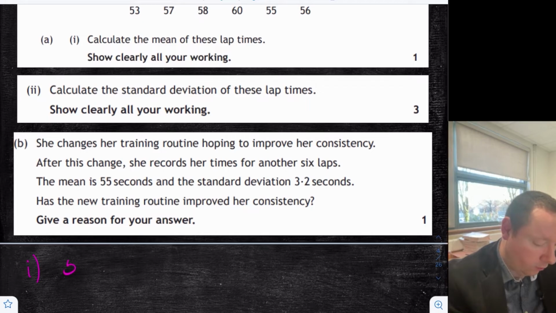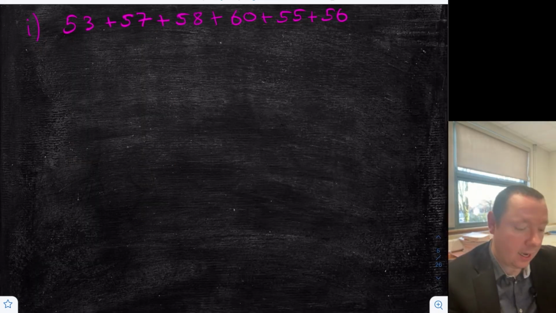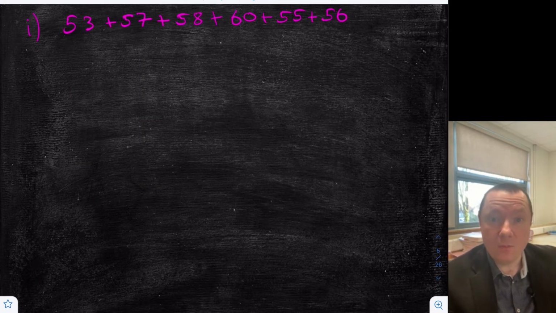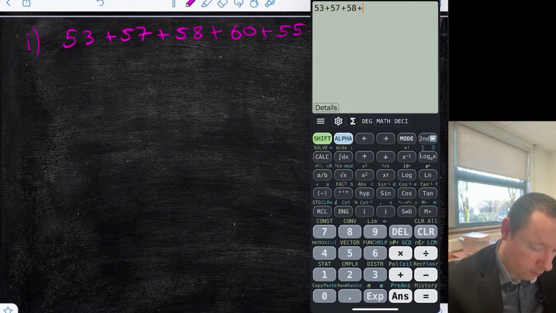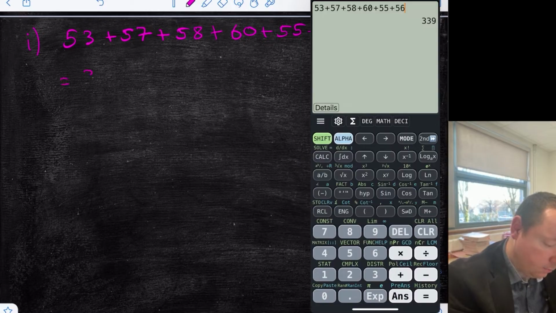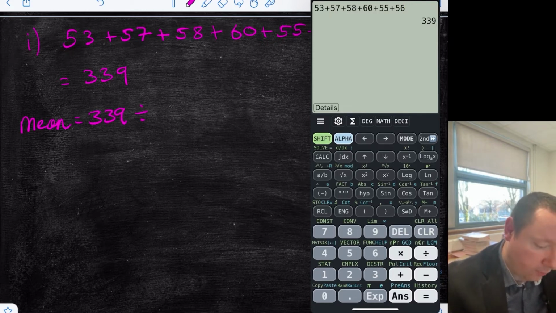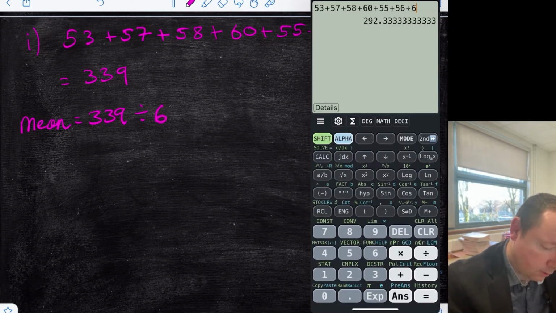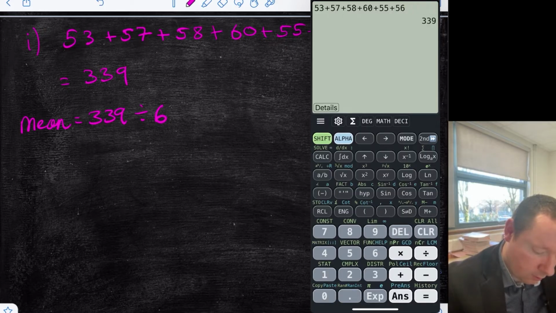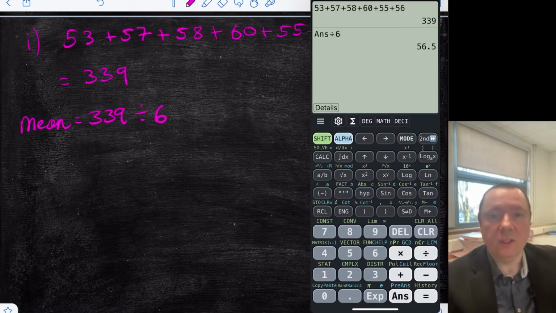So just taking a note of these times. For calculating the mean, we need to add all the numbers up and then divide by how many we've got. We get 339. So now the mean is equal to 339 divided by how many numbers we had, which was 1, 2, 3, 4, 5, 6. That gives 56.5.